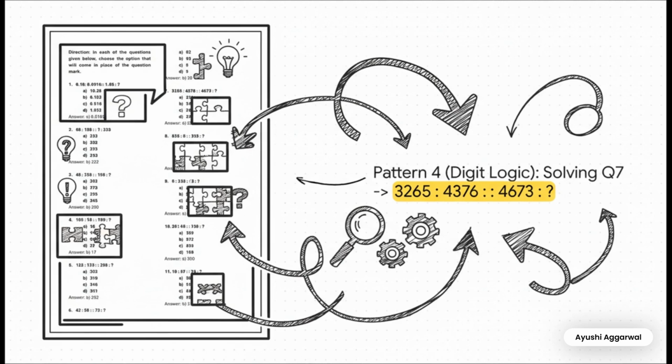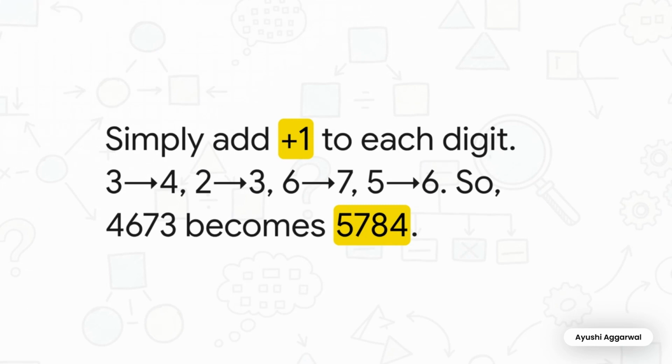Let's decode this one. And would you look at that? The logic turned out to be so simple. Every single digit is just being increased by 1. 3 becomes 4, 2 becomes 3, 6 becomes 7, and 5 becomes 6. So what will 4673 become? Correct, 5784. This is an easy win if you can spot this pattern quickly.